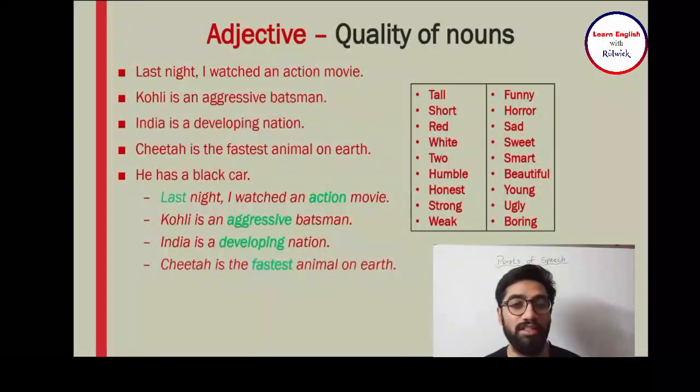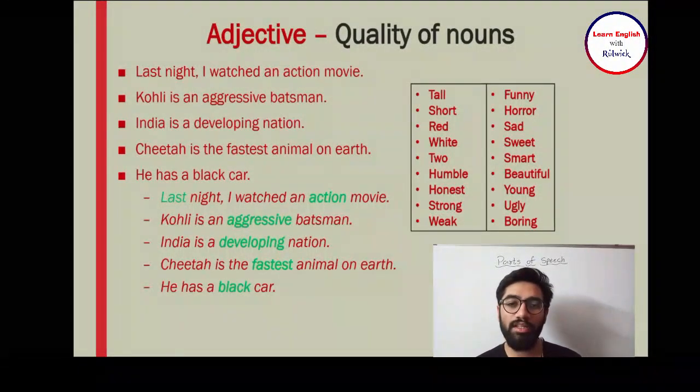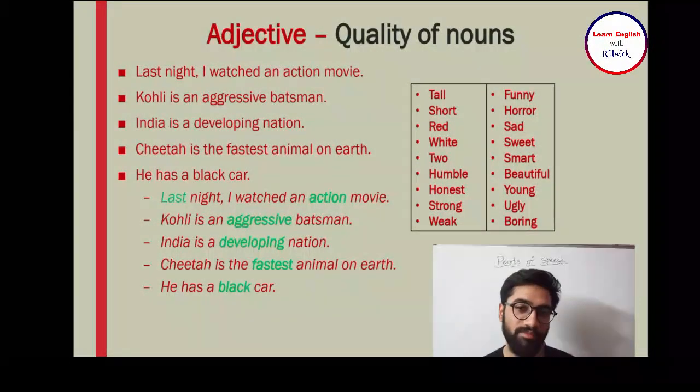The next sentence, cheetah is the fastest animal on earth. Cheetah is an animal, but which kind of animal it is? Well, it is the fastest animal. By using this word we are qualifying the noun, that is animal. And last, it's very easy to identify, he has a black car. Which kind of car he has? Black. So black is an adjective. So now these all are the words which help us to qualify the nouns. Hence these are known as the adjectives.